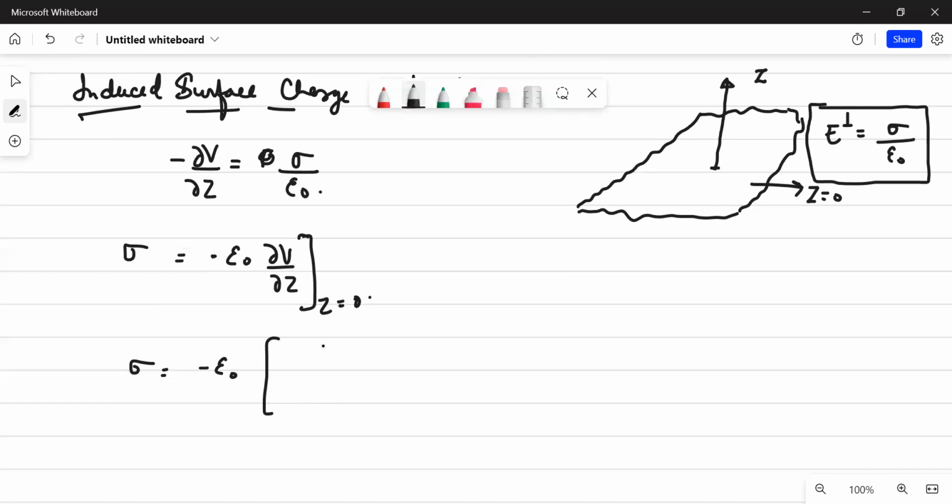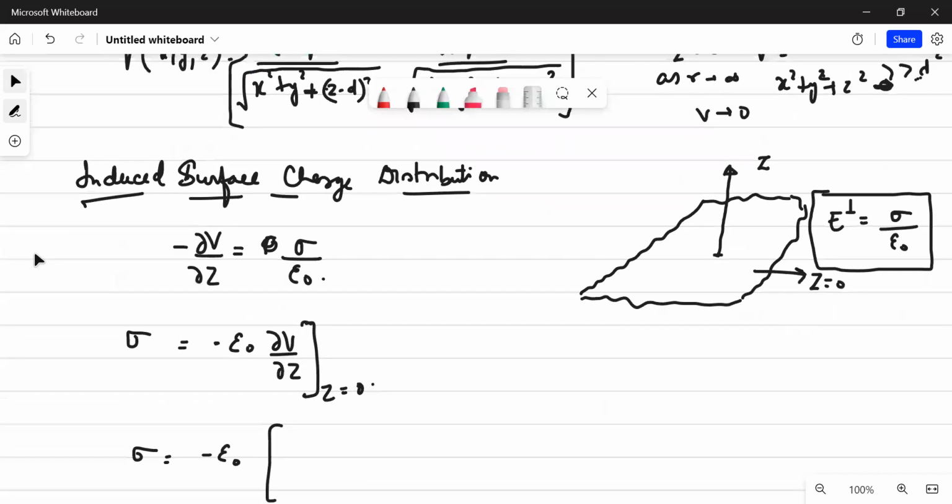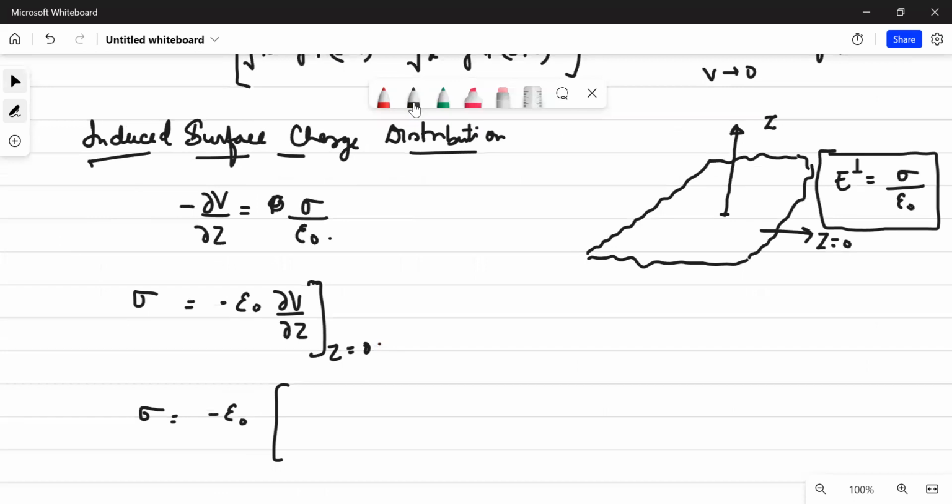The derivative part will be minus 1 upon 2, and the 2 from the derivative will cancel, so we get q times z minus d divided by x square plus y square plus z minus d whole square to the power 3 by 2. Are you getting my point?